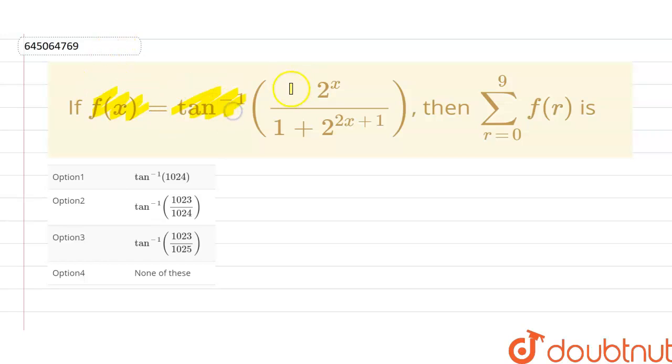Okay, so the given question here is: if f(x) equals tan inverse of 2x divided by 1 plus 2 to the power of 2x plus 1, then we have to find the value of sigma r equals 0 to 9 of f(r). As this is an f(x) function here, first of all, I can write here my solution part.